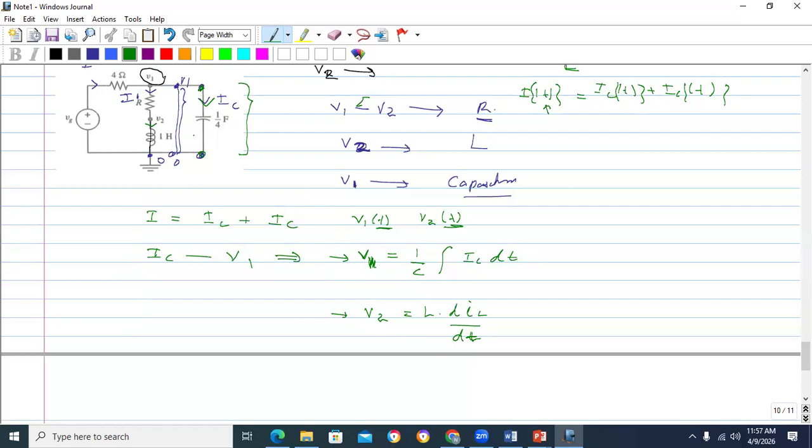V1 is the voltage across the capacitor. V2 is across the inductor. So these equations are given. You need to be familiar with these equations. That is very important. So V1 is equal to 1 over C integration of IC dt. V2 is equal to L dIL/dt.